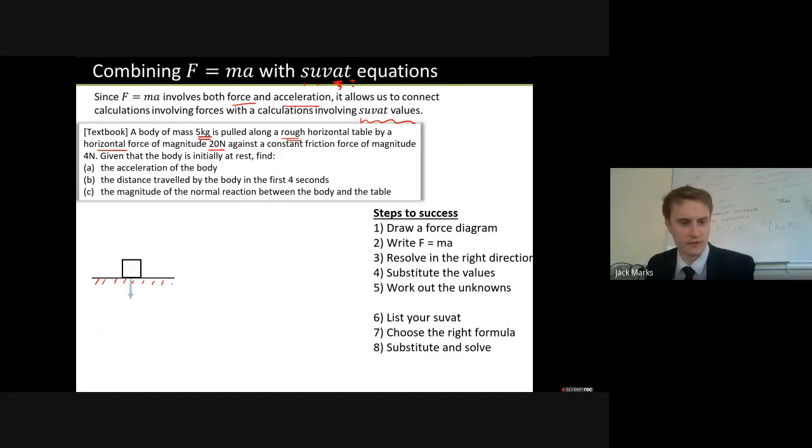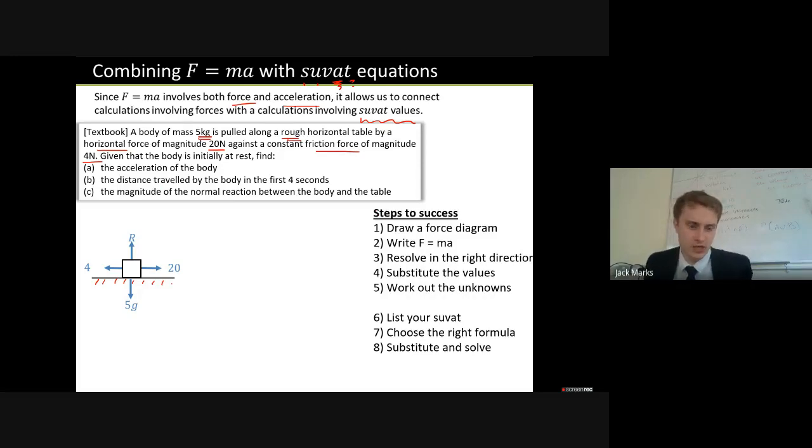Well, can we draw some of that? Yes, we can. The block has a weight. It must have a reaction as well if it's on a table, because otherwise it would be going through the table. It's being pulled by 20 newtons. That could have an N on the end or not, it's up to you. Against a constant friction force. So a friction force of 4 newtons. Well, what's friction going to do? Does it want to help the thing move even faster, or is it trying to hold it back? It's trying to hold it back. So that's why there's a 4 there.